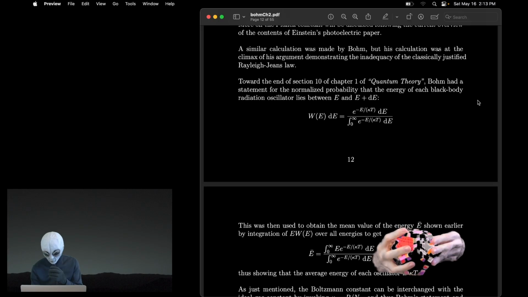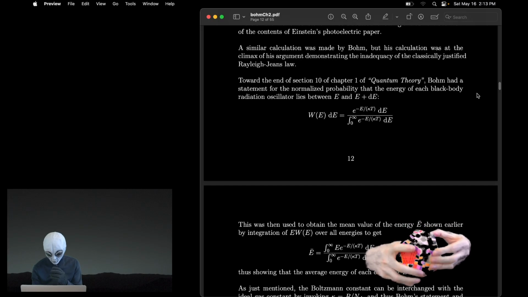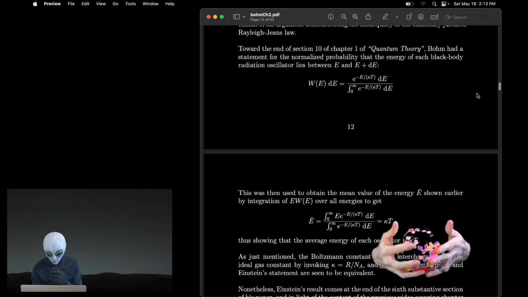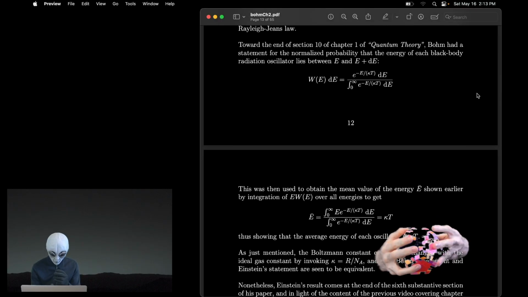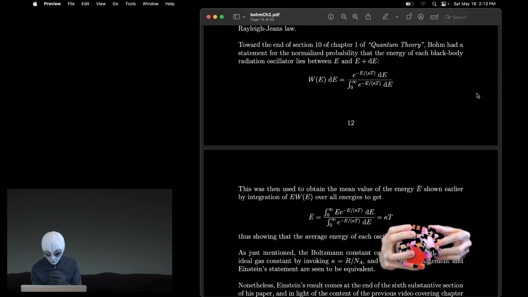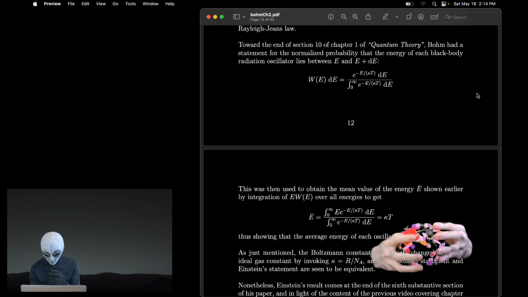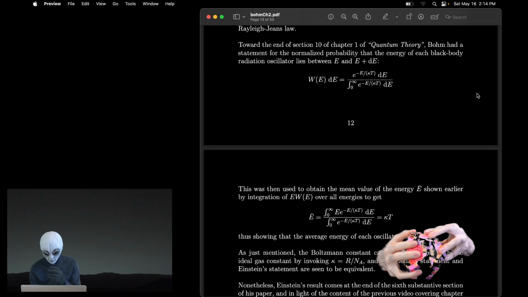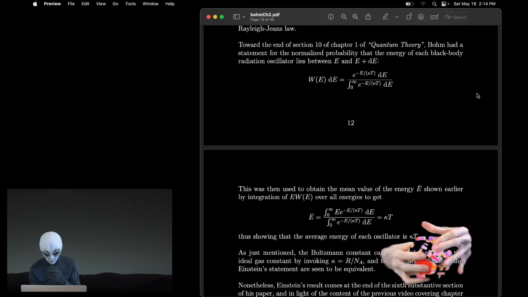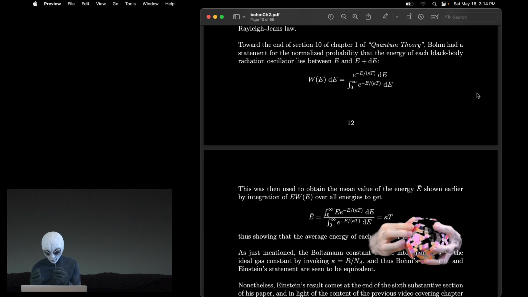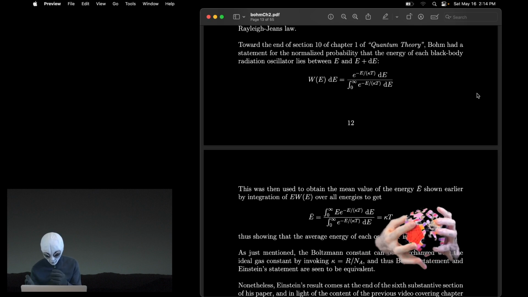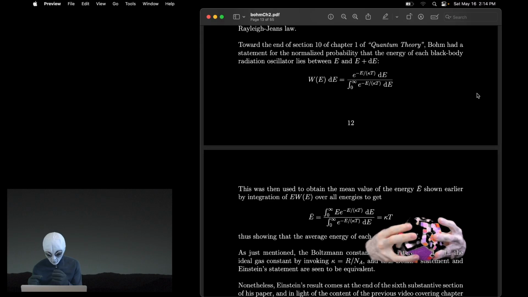Toward the end of section 10 of chapter 1 of quantum theory, Bohm had a statement for the normalized probability that the energy of each blackbody radiation oscillator lies between capital E and capital E plus d capital E. Namely, capital W of capital E d capital E is equal to a fraction with a numerator of E with an exponential argument of negative capital E over a denominator of kappa times capital T, and then this numerator is times d capital E, and then the denominator of this fraction is the integral from 0 to infinity of E with an exponential argument of negative capital E over a denominator of kappa times capital T, and then this denominator is then d capital E.